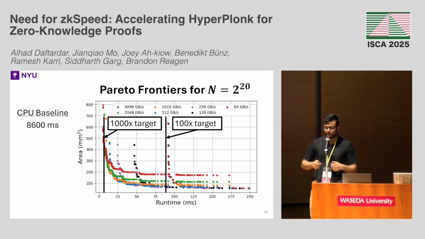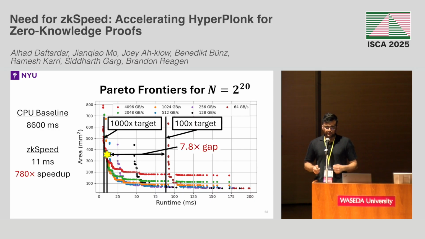And the reason for this is in our architecture, because we made the sum check streaming, the sum checks are now memory bound. So we can add as much compute as we want, but until and unless the memory bandwidth is satisfied, we get only marginal returns.